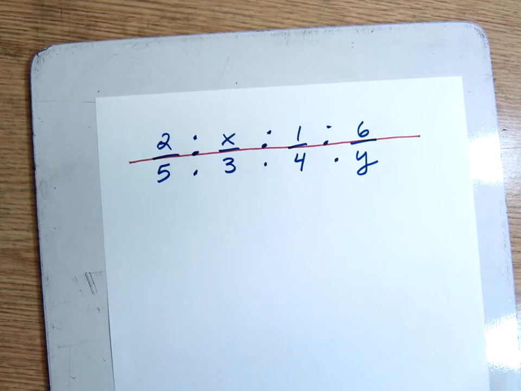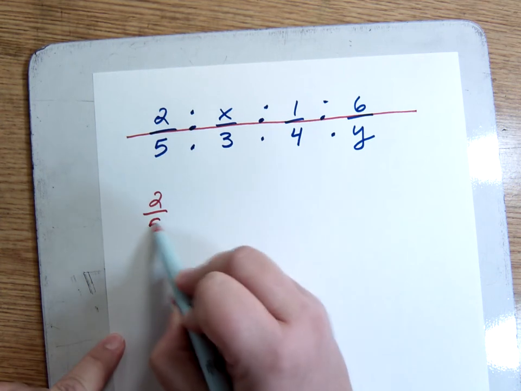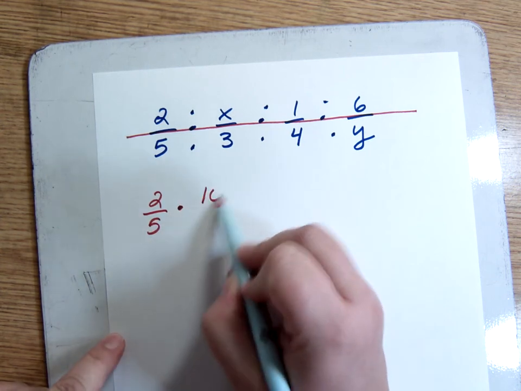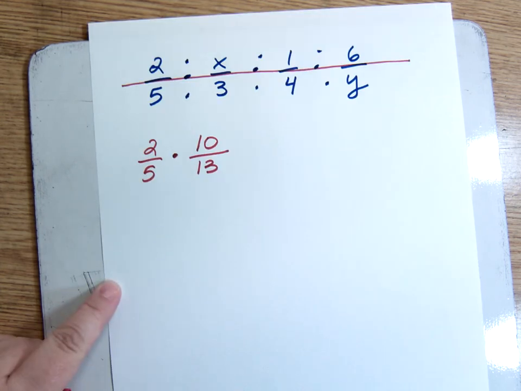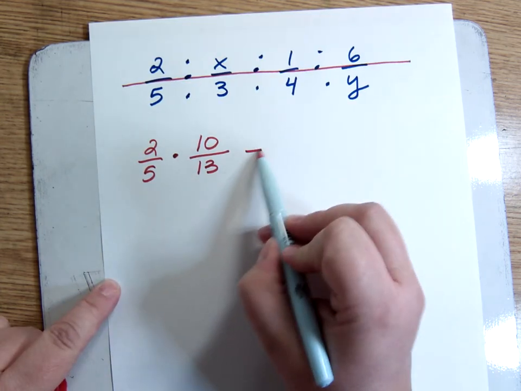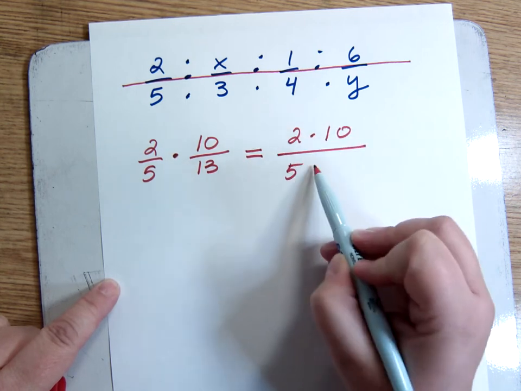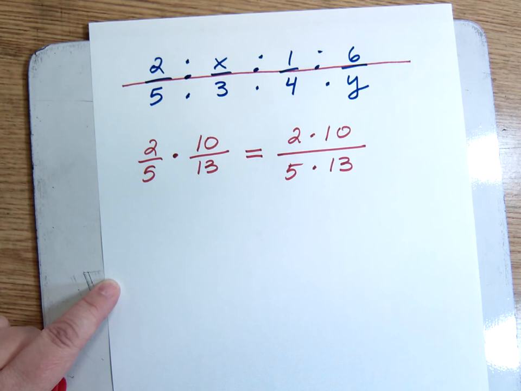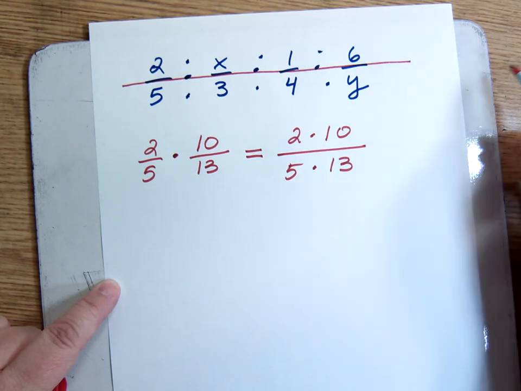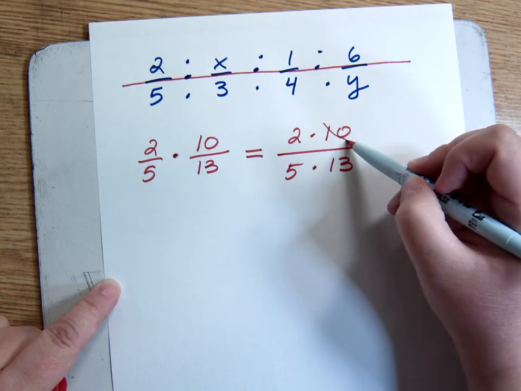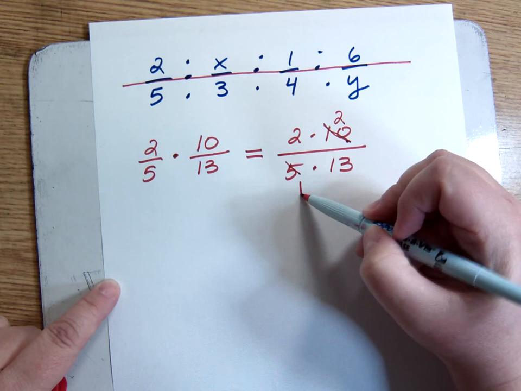Okay? So 2/5 times 10/13. If I am multiplying that, that's just going to be 2 times 10 on top and 5 times 13 on the bottom. So just like I could simplify 10 over 5 to be 2 over 1, I can do that here too. 5 goes into 10 twice and into itself once.